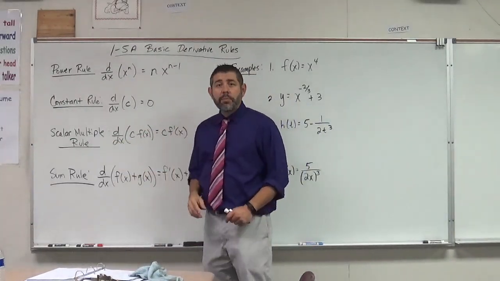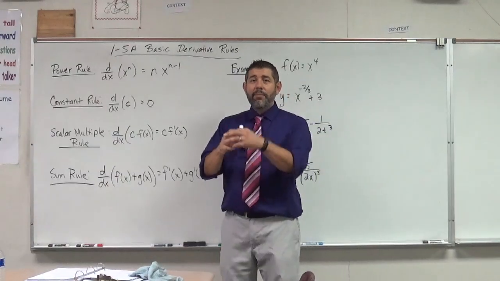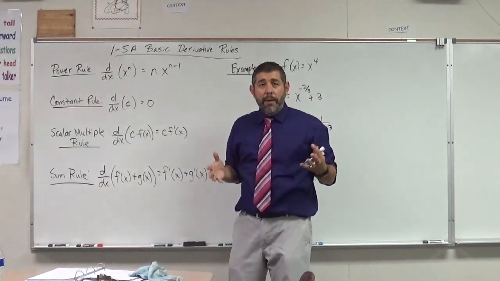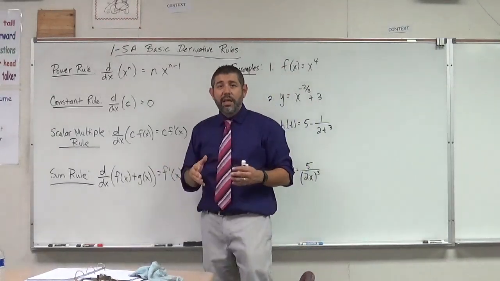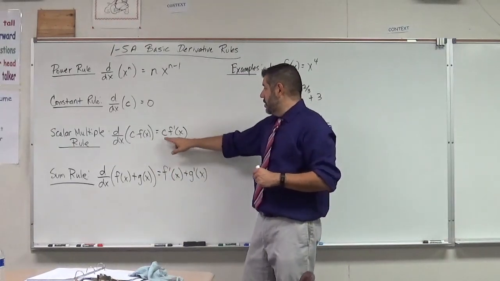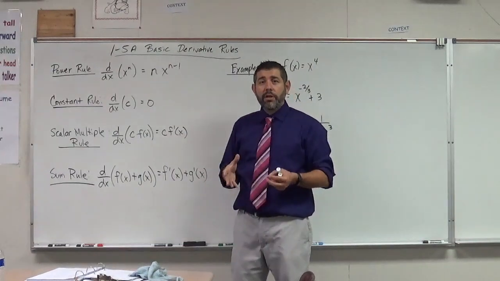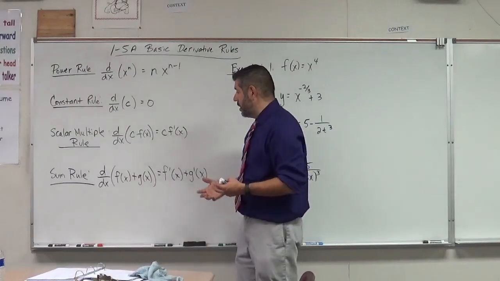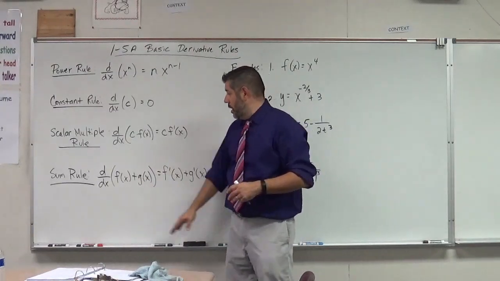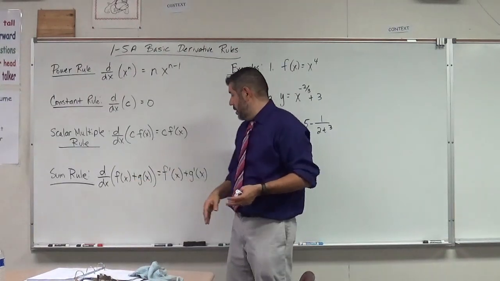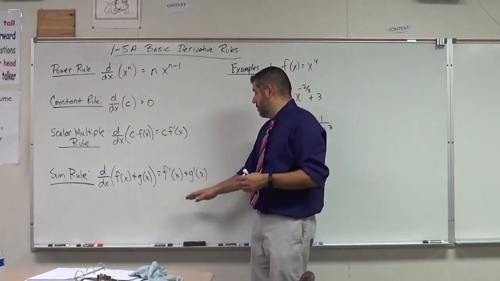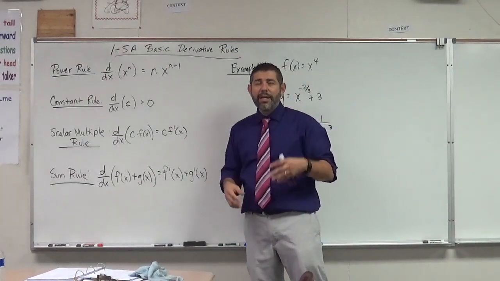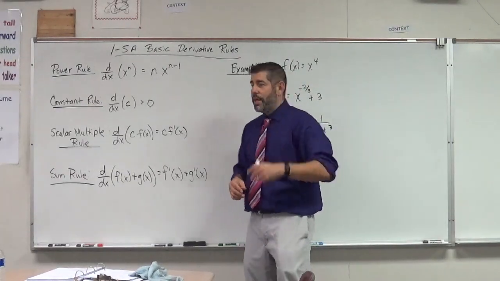A scalar multiple: if we are taking any type of function, especially a power rule type function, multiplying it by a number, a constant c, the derivative of that is just the constant multiplied by the derivative of the function inside. And then the sum rule works for both plus and minus. The derivative of the sum of two functions is the sum of the two derivatives of those functions individually. Alright, so let's take a look at some examples of where that comes into play.